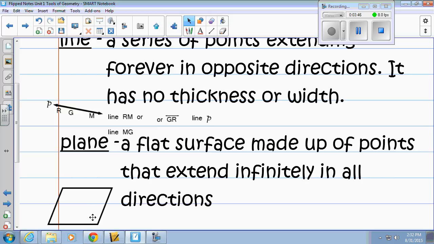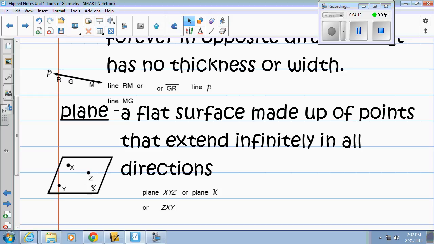And again, we can name a plane in a few different ways. We can name the entire plane using a single capital letter. Again, this letter is in cursive to show that it's not a point on the plane. It is naming the entire plane. The other thing we can do is name the plane using three non-collinear points on the plane. So if plane K contains the points X, Y, and Z, I could name that plane using any three of those points in any order.